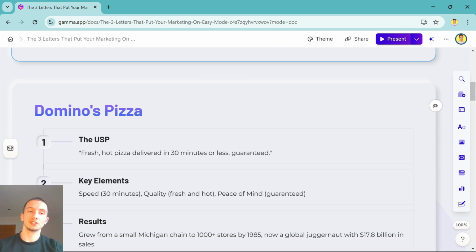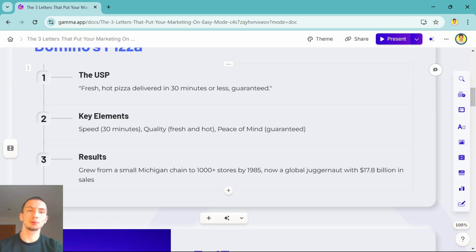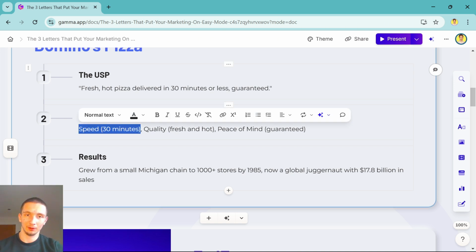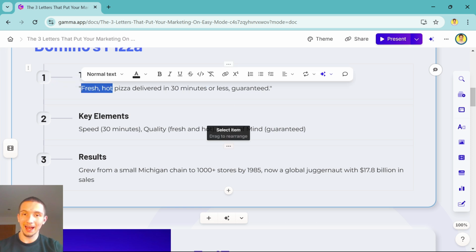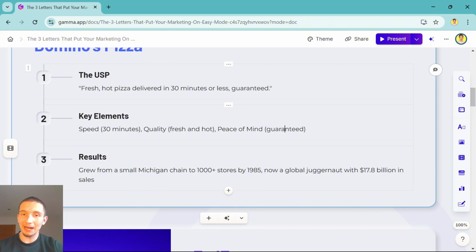So, on to the first case study, Domino's Pizza. The USP was fresh, hot pizza delivered in 30 minutes or less, guaranteed. Just let that soak in for a minute. Fresh, hot pizza delivered in 30 minutes or less, guaranteed. The key elements here are speed, 30 minutes or less. Quality, it's fresh and hot. And peace of mind, because it's guaranteed. If they don't get it within 30 minutes, they get it for free.